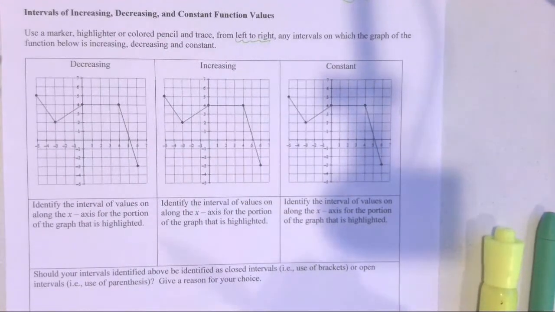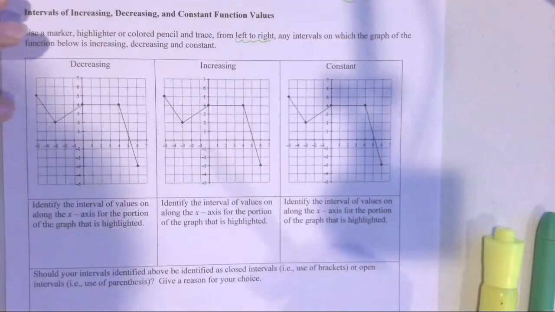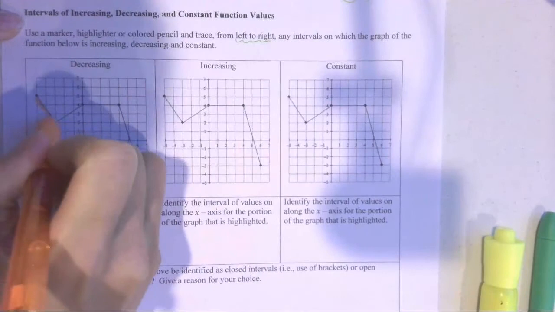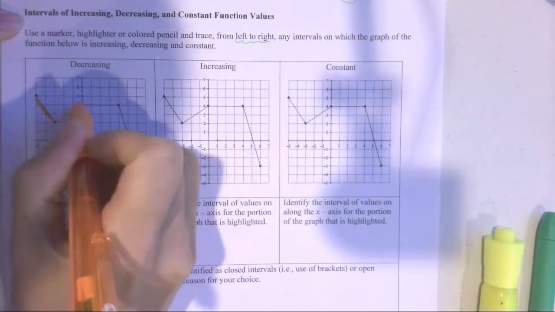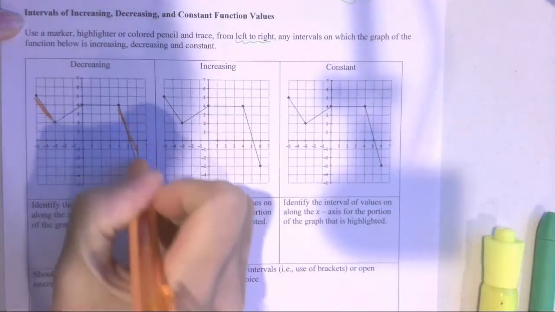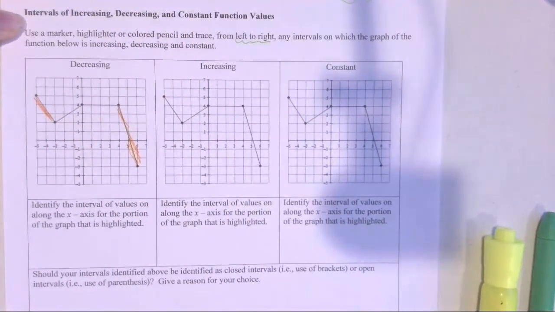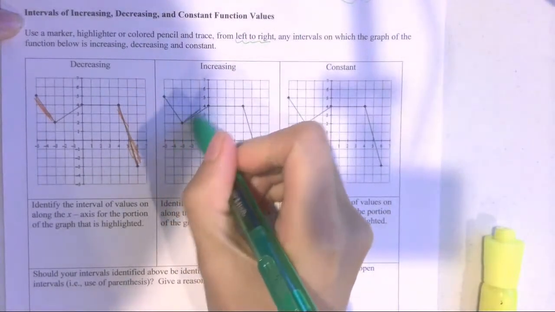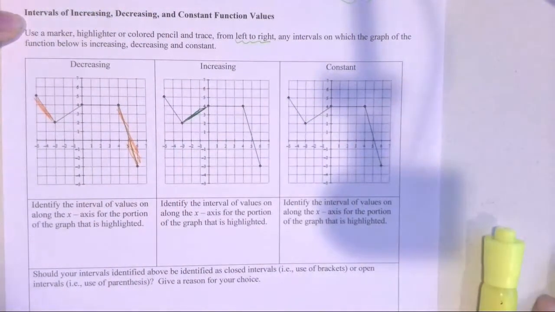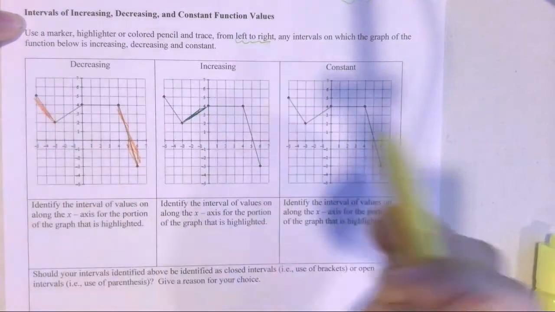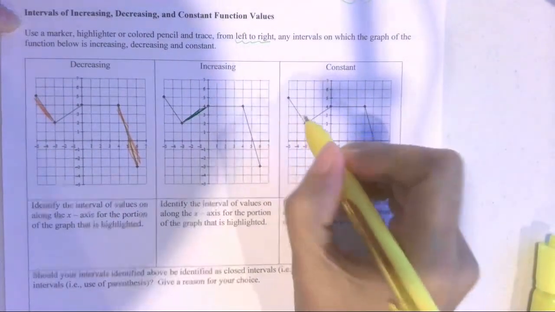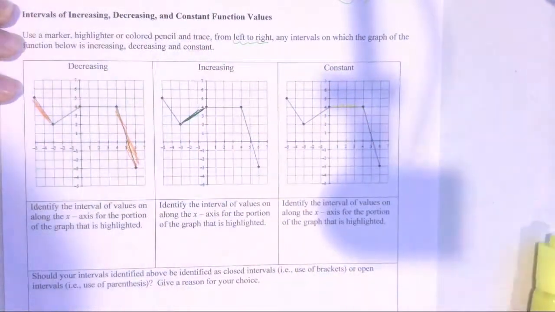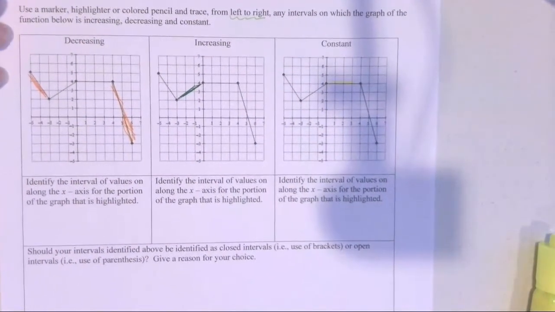So let's do one at a time. Alright, decreasing. From left to right, where is it going down? Oh, right here. Left to right, going down. Are you guys good? Alright, what about increasing from left to right? Where is it going up? Ooh, right there. Constant from left to right, where is it the same? Same y value. It's going to be right here. Alright, so we mark it with the marker.